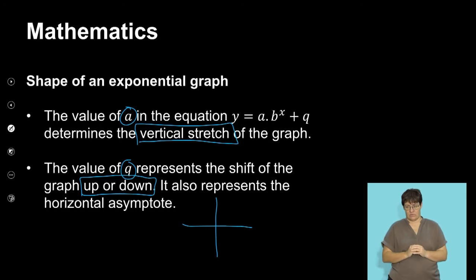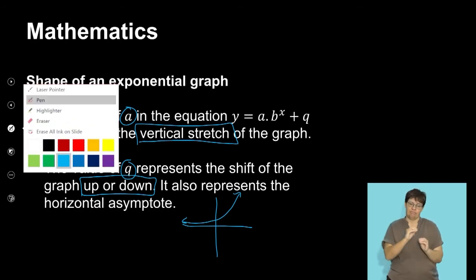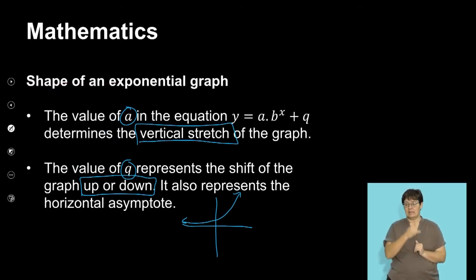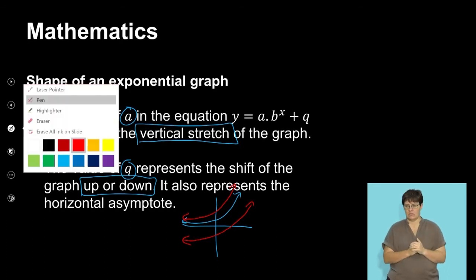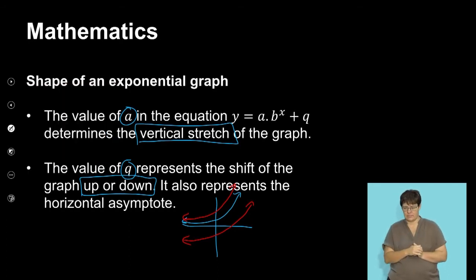So if I say this is the mother graph, and then I shift it upwards, it will still be the same, but just a bit higher than it. Or shift it downwards, it will still be the same thing, but a bit down there. So although my graphs might not be drawn to scale, that's really what I mean.